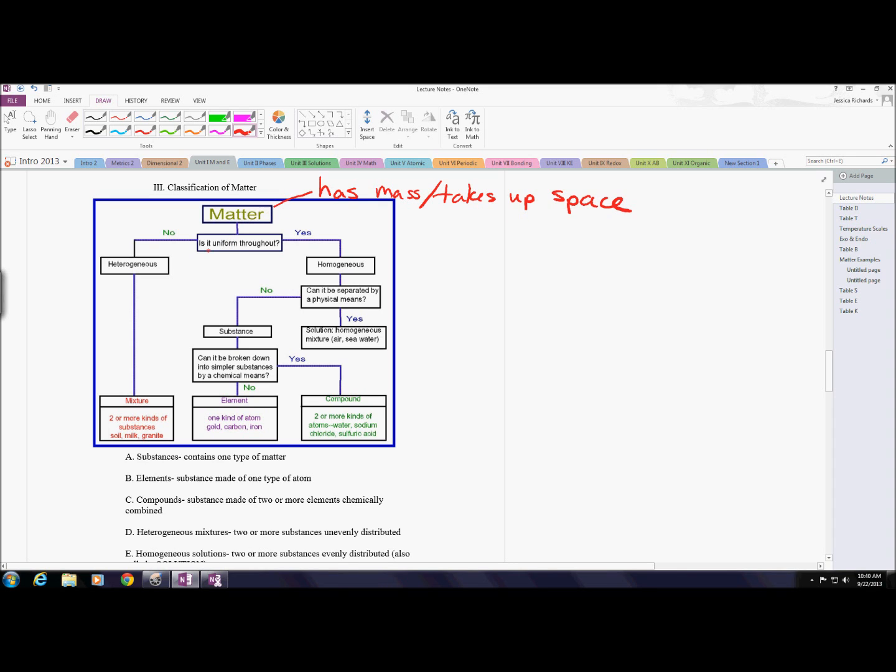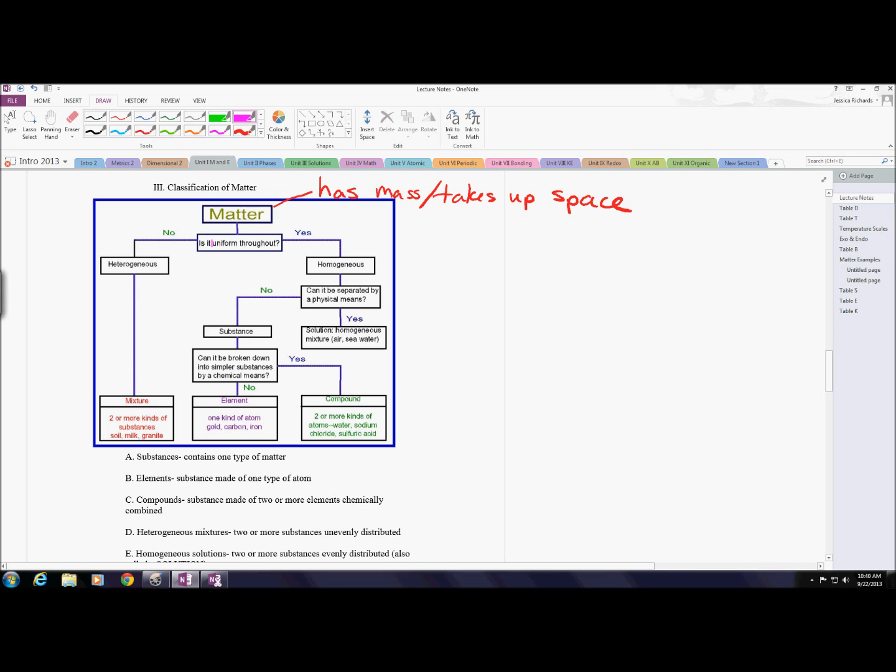Is it uniform throughout? So what they mean is if you take two samples, if you grab two random samples of the substance, does it have the same composition all the way through, or will it be different from one piece to the next?